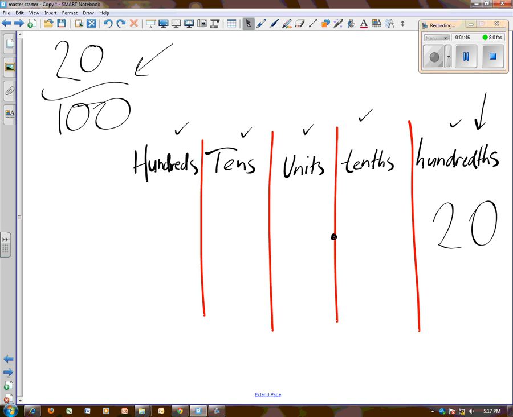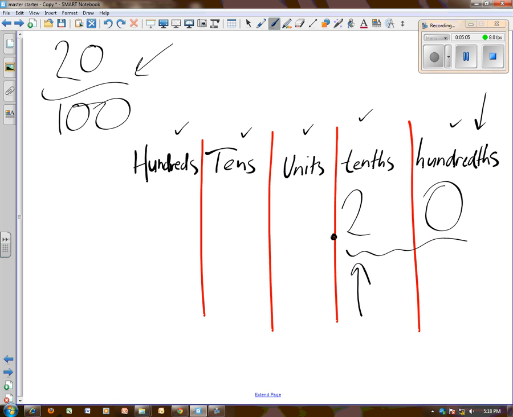So, we have to put this 2 if it'll let me move it. No, it won't. Whoops-a-daisy. We have to put the 2 there, and we have to put the 0 over here, which reads as 20 hundredths. 20 hundredths. It also reads just as 2 tenths if you're interested. And 2 tenths is exactly the same as 20 hundredths, but we're not going to get into that now.